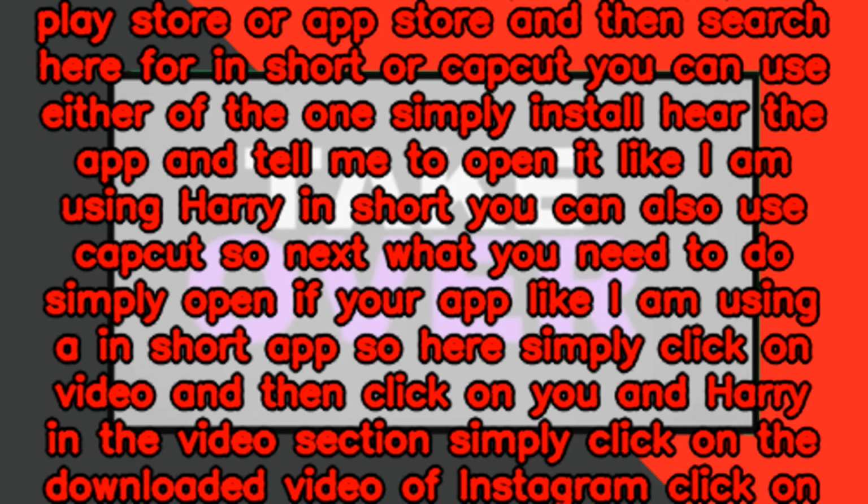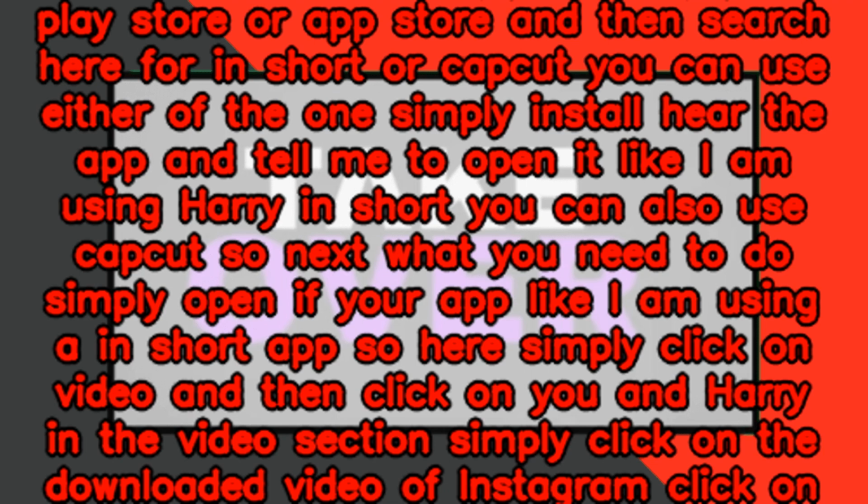Simply install the app and then open it. I am using InShot, but you can also use CapCut. So next what you need to do is simply open up your app. I am using the InShot app. Here simply click on video and then click on the video section. Simply click on the downloaded video of Instagram, click on the option here.